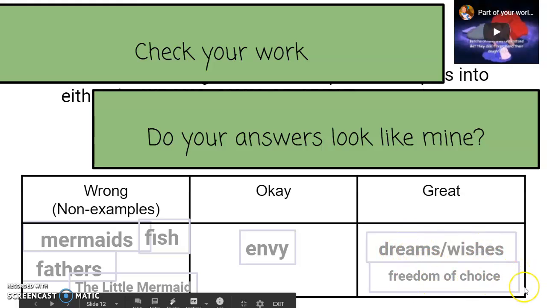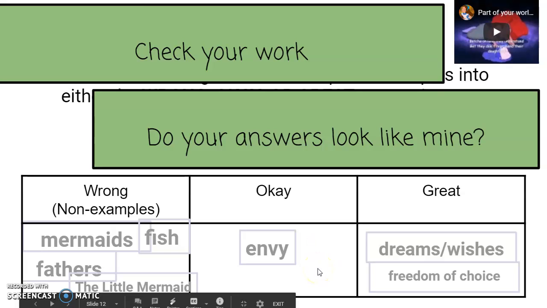Even better, I think, is that what Ariel is really craving is she wishes that she had the choice in order to go to this land. Unfortunately for her, being a mer creature, she does not have the option to even go up and be part of that world. So what she is really missing is that freedom in order to be able to do so. Those are more great answers. That's what we're looking for, these deep level topics.